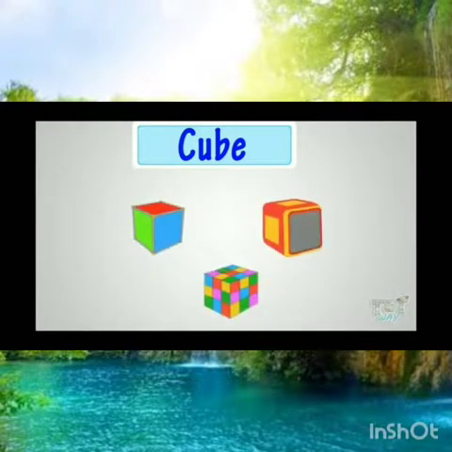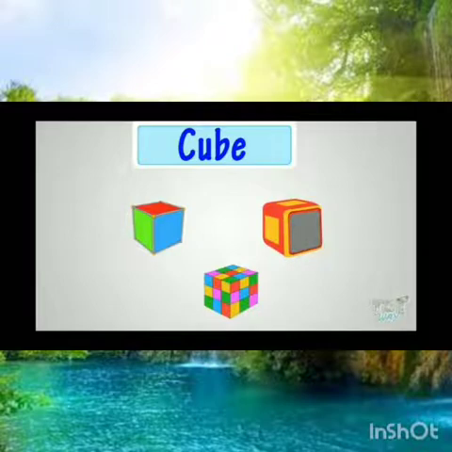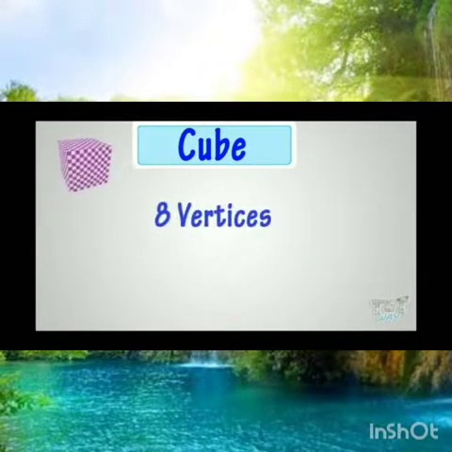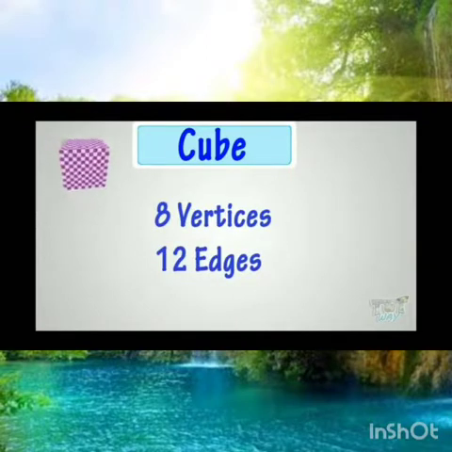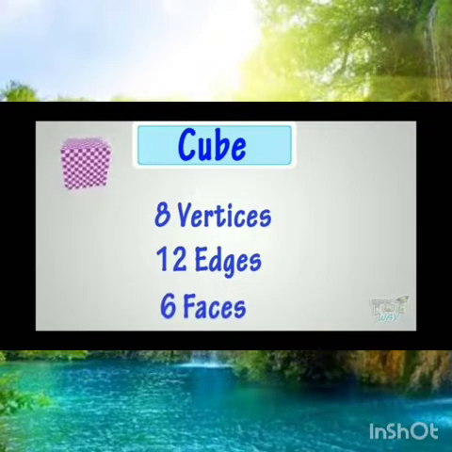Now you can also see some objects here related to a cube, so that you can easily understand the surfaces, that is, faces, edges and corners. Here you can see some examples. Can you understand? Okay. In a cube, 8 vertices are there, 12 edges are there and 6 faces are there. Very good, children.